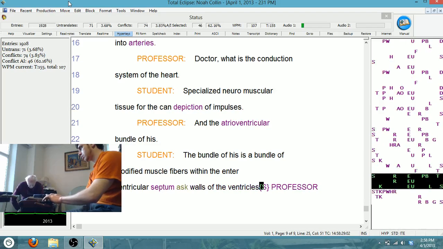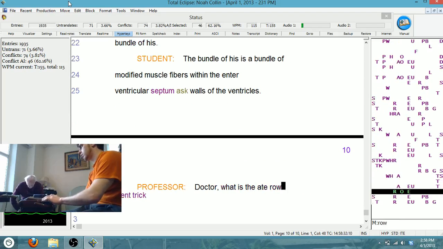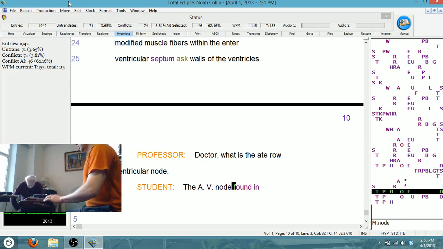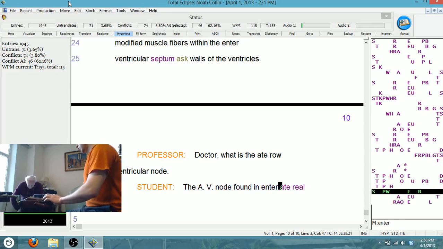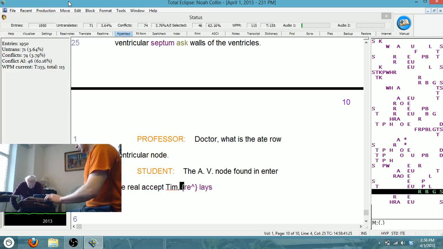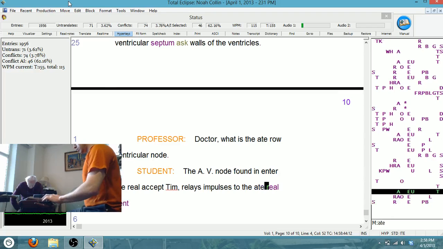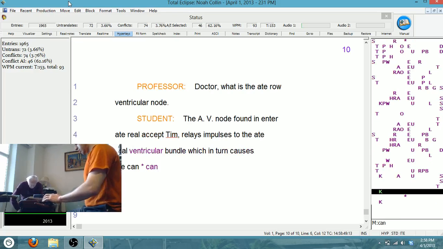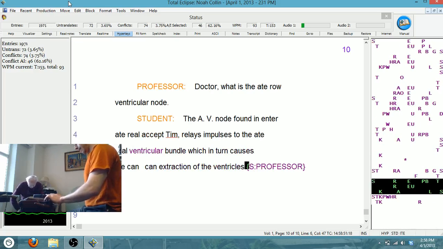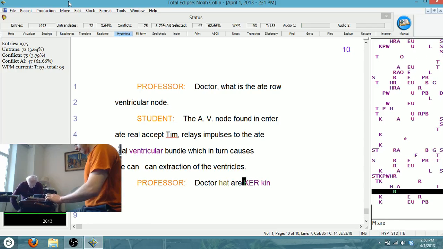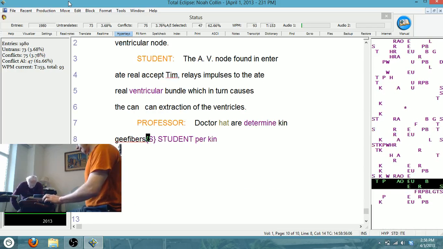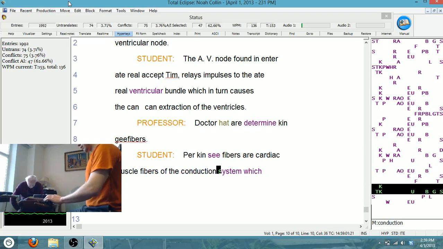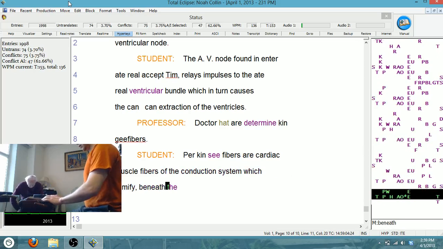Doctor, what is the atrioventricular node? The AV node, found in the interatrial septum, relays impulses to the atrioventricular bundle, which in turn causes the contraction of the ventricles. Doctor, what are Purkinje fibers? Purkinje fibers are cardiac muscle fibers of the conduction system which ramify beneath the endocardium.